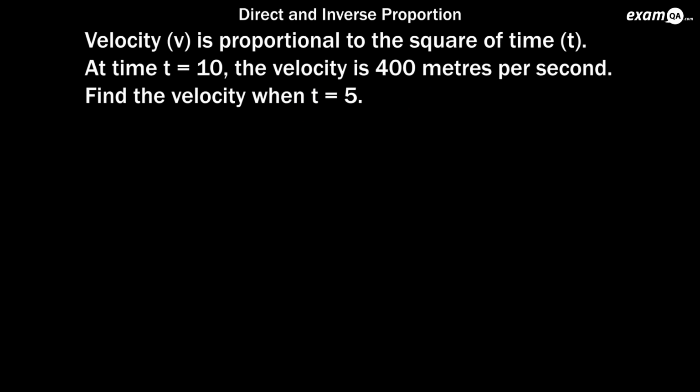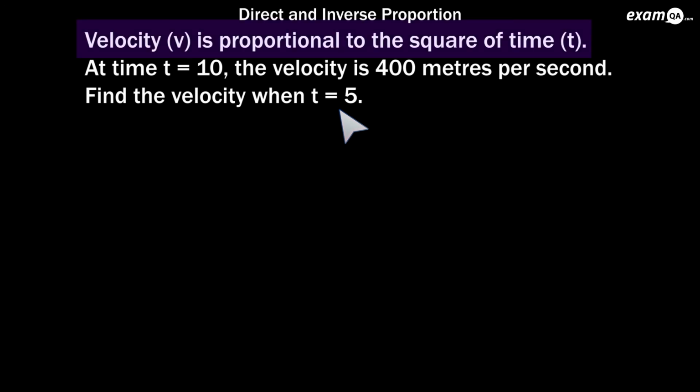Let's look at an example now of a question from an exam. So this question says, velocity is proportional to the square of time t. At time t equals 10, the velocity v is 400. Now what does the question want? It says, find v when t is 5.